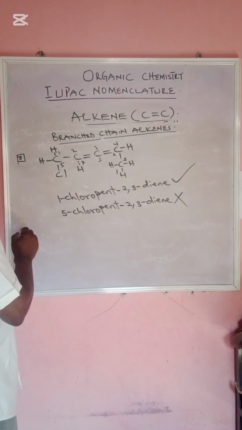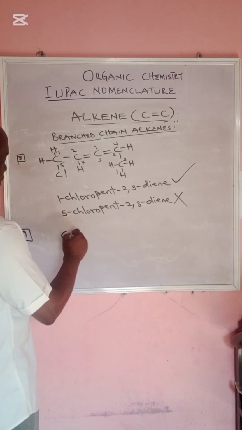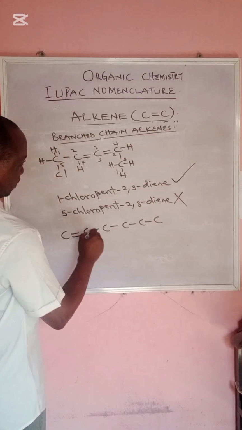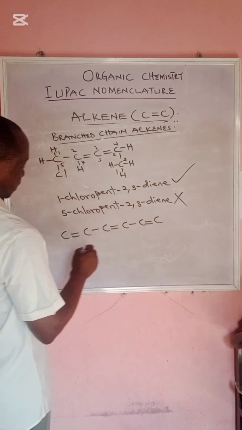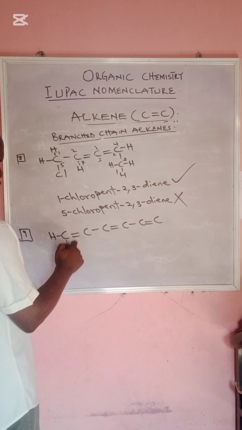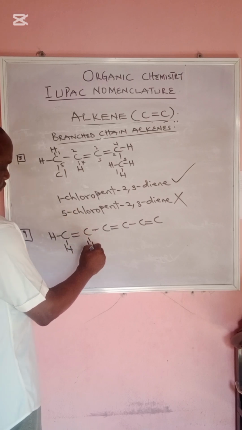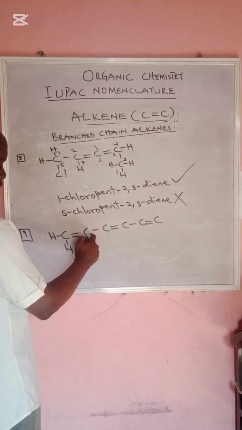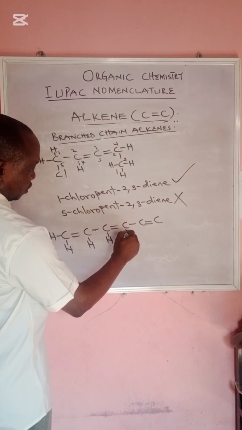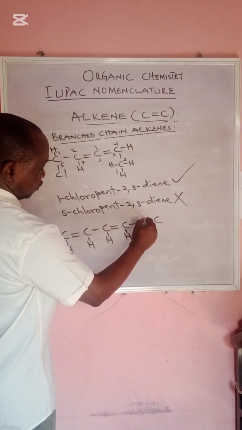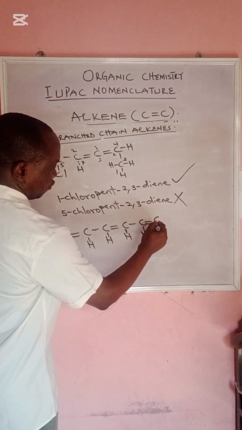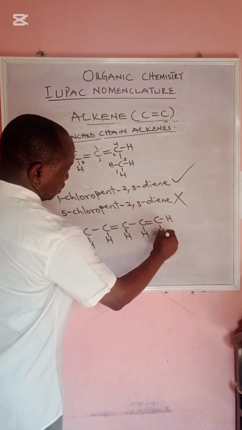Number 9. Let's say you have 1, 2, 3, 4, 5, 6. You have one in here, another in here. So this will be hydrogen. 1, 2, 3, 4. You cannot have this. 1, 2, 3, 4. Please take note of that.